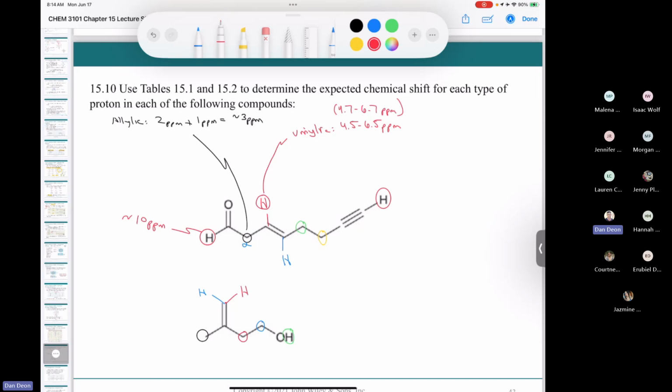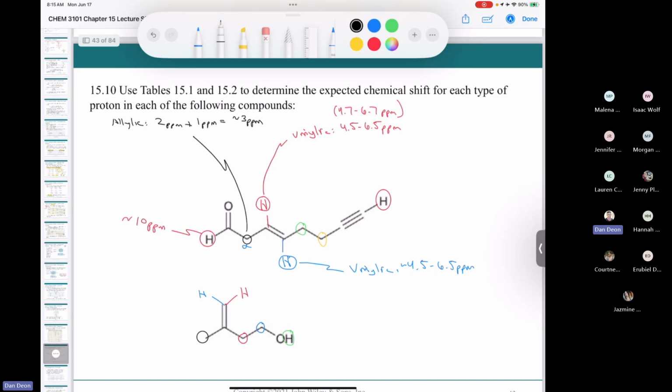All right, the next one, the one in blue, those are vinylic protons, or that is a vinylic proton. So I'll put here vinylic like that. And vinylic protons, they're not beta to anything. They're not alpha to anything. And so for this one, we'll just put vinylic 4.5 to 6.5 parts per million. And again, this is all approximate. This is just our best guess.